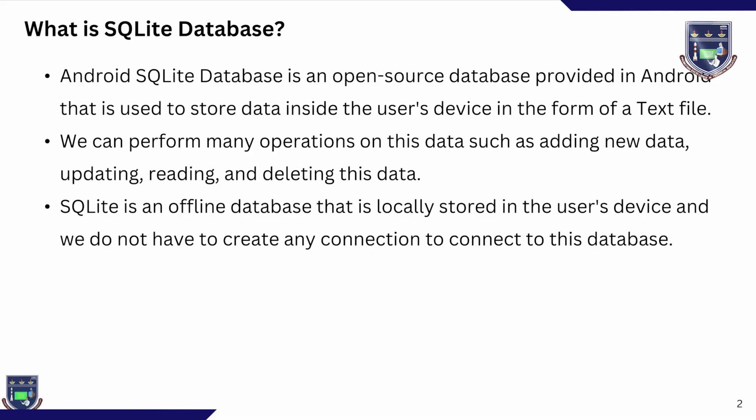So, what exactly is an SQLite database? SQLite is an open source relational database engine built right into Android. It helps us perform operations like adding, updating, reading and deleting records, all within the user device. In simple terms, you can think of SQLite as a mini database system that lives inside your applications and works even when there is no internet connection.